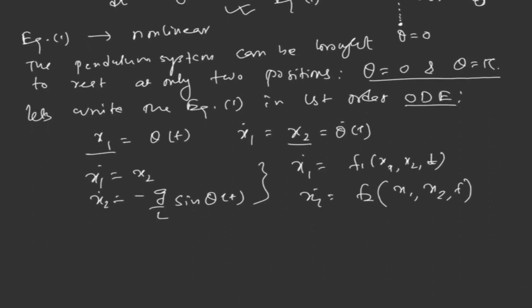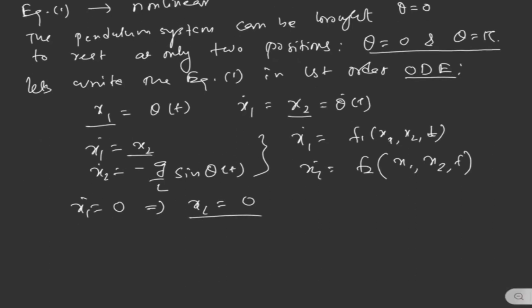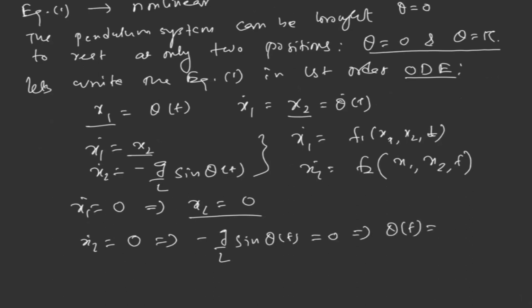From the first equation, x1 dot equal to 0, and from this we get x2 equal to 0 because x1 dot equal to x2. And from the second equation, x2 dot equal to 0, and from this we can write minus g by L sine theta of t equal to 0, and from this we can write theta of t equal to n pi, where n equal to 0, 1, 2, and so on.